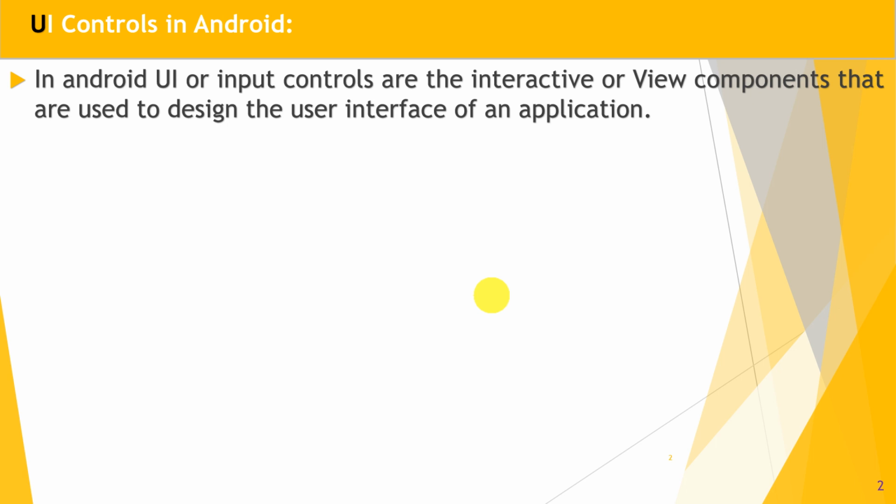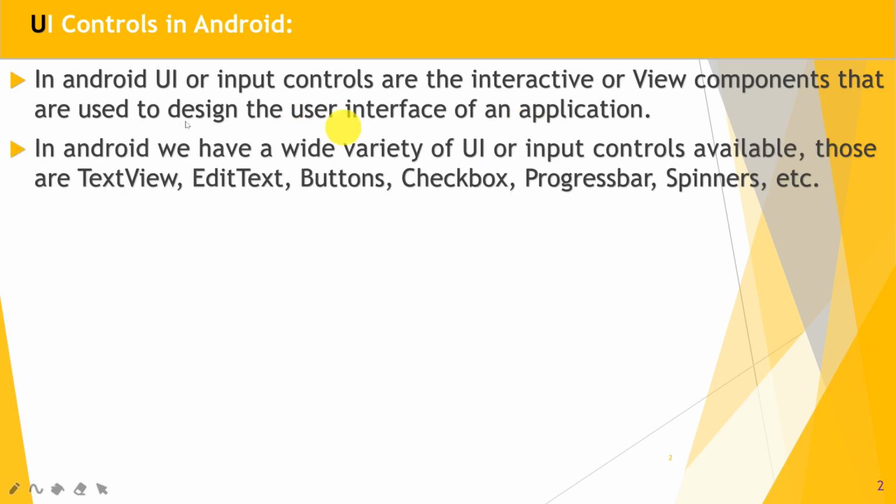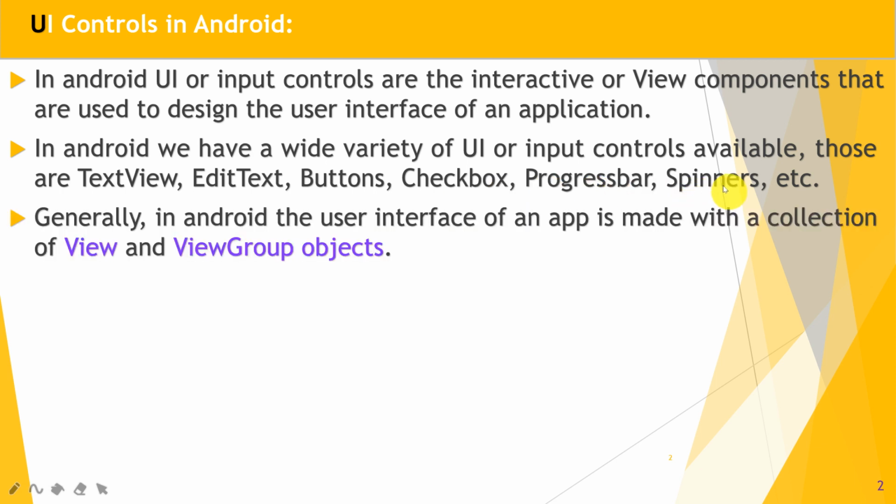In Android, UI, that is user interface, controls are also called input controls, which are interactive view components that are used to design the user interface for an application. In Android, we have a wide variety of UI or input controls. Those are TextView, EditText, button, checkbox, ProgressBar, spinners, etc.